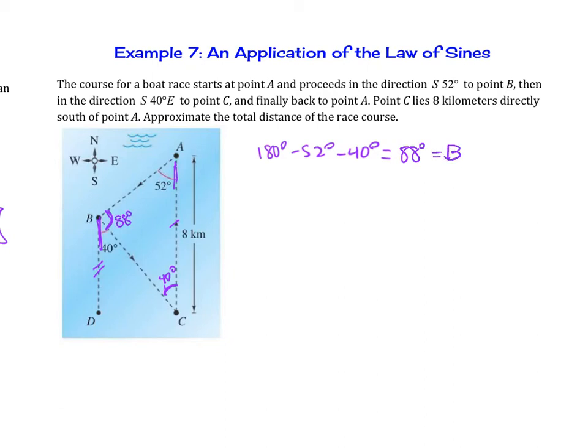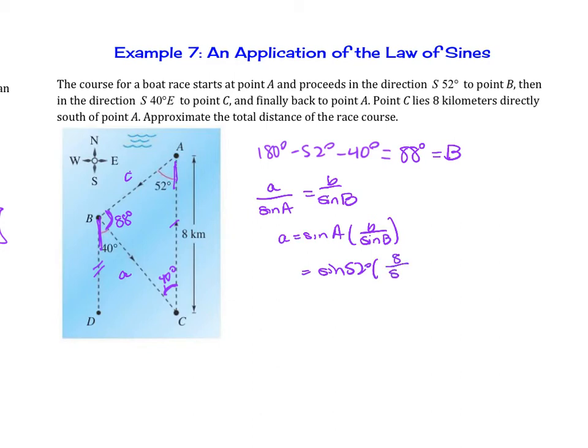So now we need to find C and A here. So we can use A over sine of A equals, we know, B over sine of B. So we're solving for A. So A equals sine of A times B over sine of B. So this is sine of 52 degrees times 8 over sine of 88 degrees. And so we find that that is 6.31 kilometers is A.